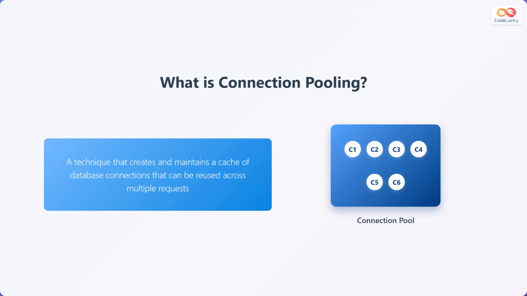Connection pooling is a technique that creates and maintains a cache of database connections. These connections can be reused across multiple requests, thereby optimizing database interactions. Think of it as a ready-to-use set of connections, which are represented by C1, C2, C3, C4, C5, and C6, waiting to be used, rather than establishing a new connection every time.